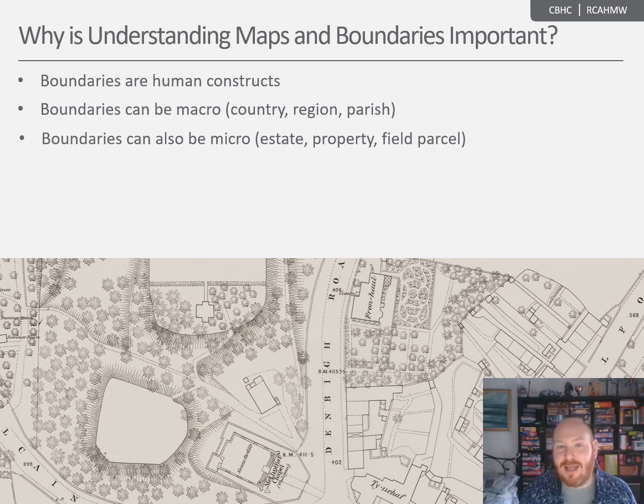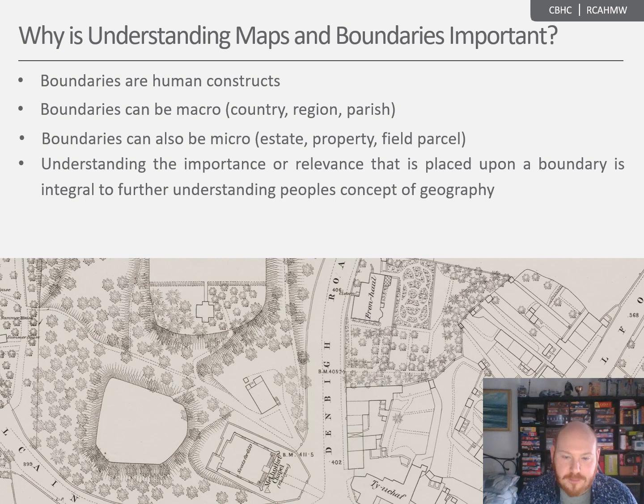But you can also have things like a field parcel, an area of land. They're all usually demarcated from one parcel to another. So these things are fascinating. What's also important to understand is how these things have changed over time. Being able to define when boundaries come into existence and how they've changed is also integral to understanding the importance that our ancestors placed upon a boundary.